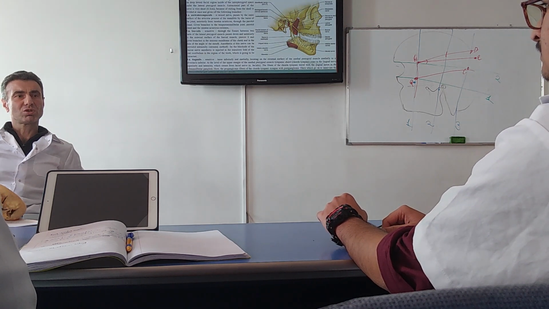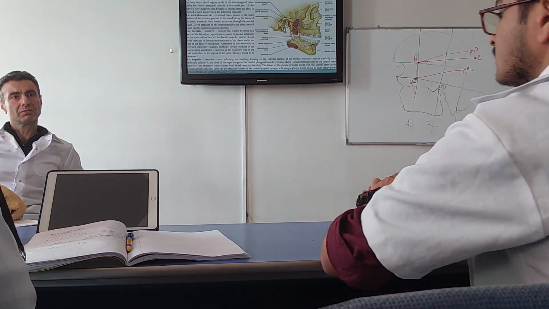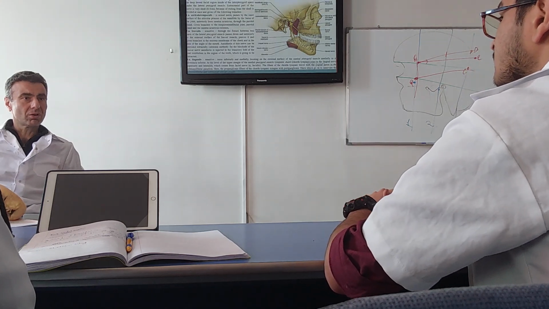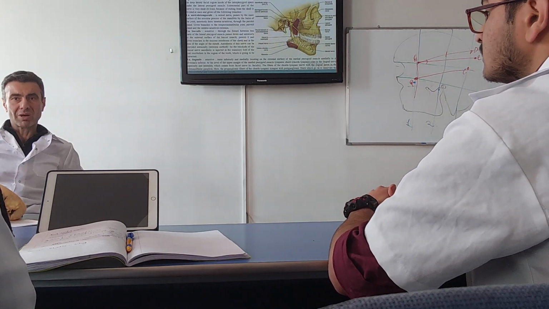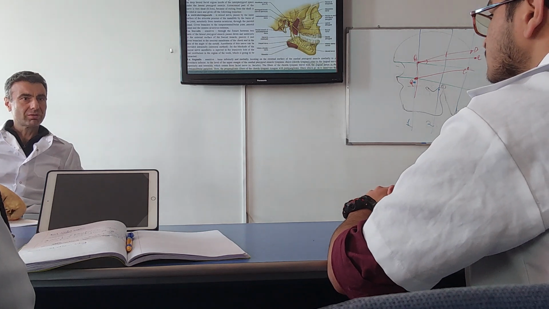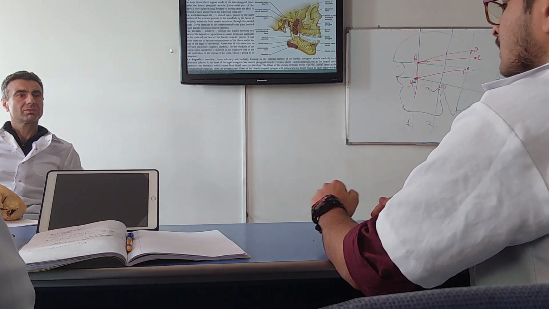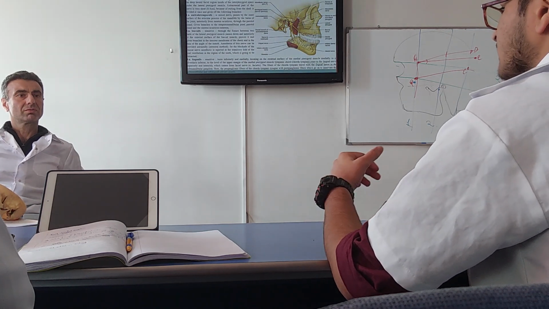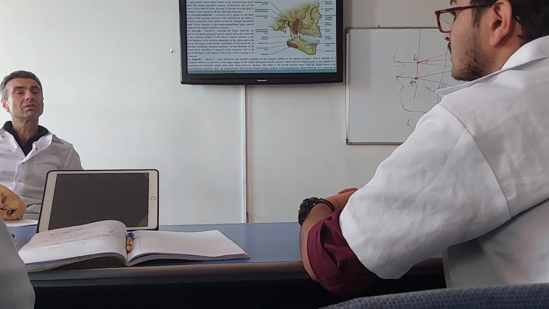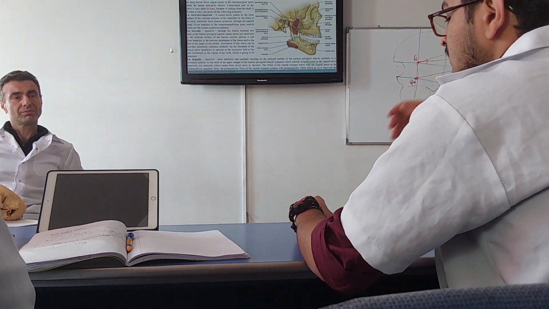By which muscles do you make chewing, Mohammed? Speak normally, friend. Which masticatory muscles do we have? Number 1. Temporal.